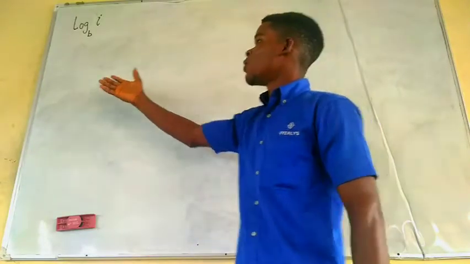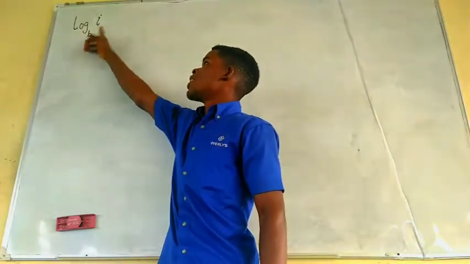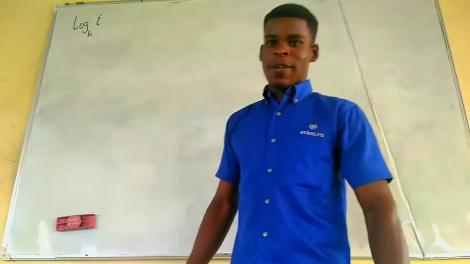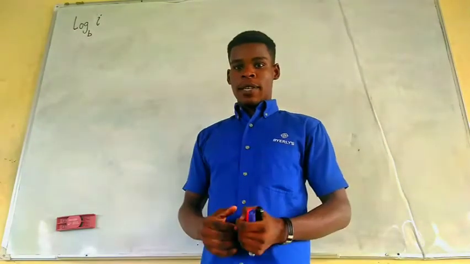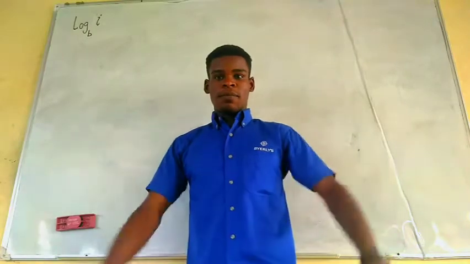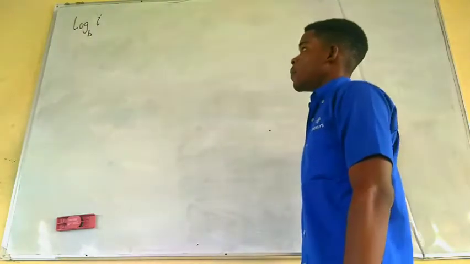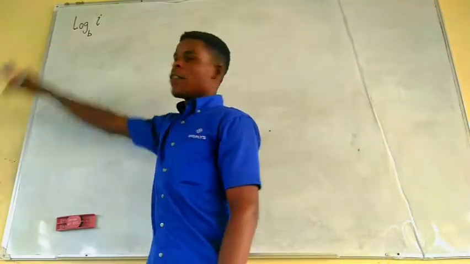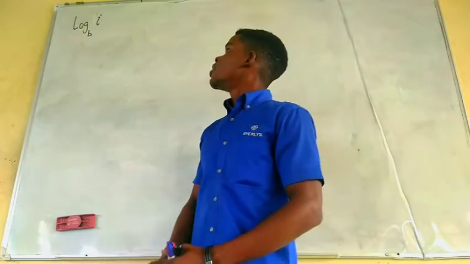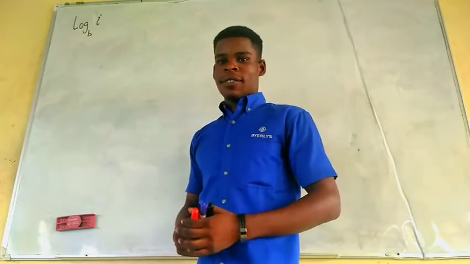Now right here in this video, we'll be solving the logarithm of i to any base b, where b could be any base provided that b is greater than 0. And now we have this. How do we go about that?